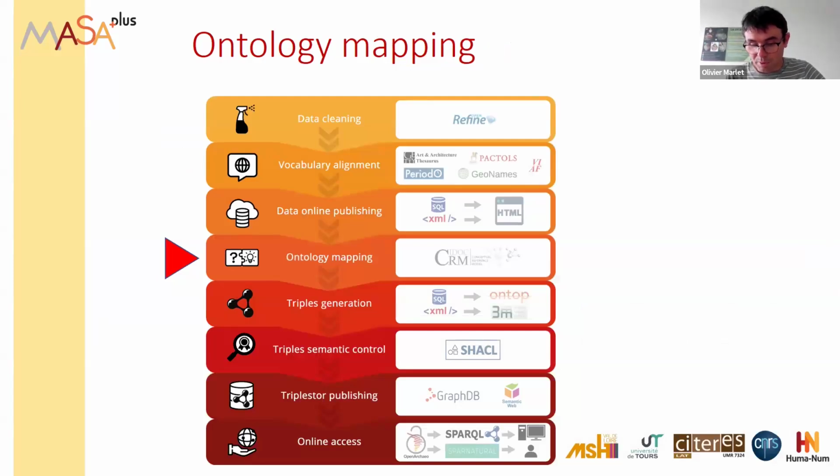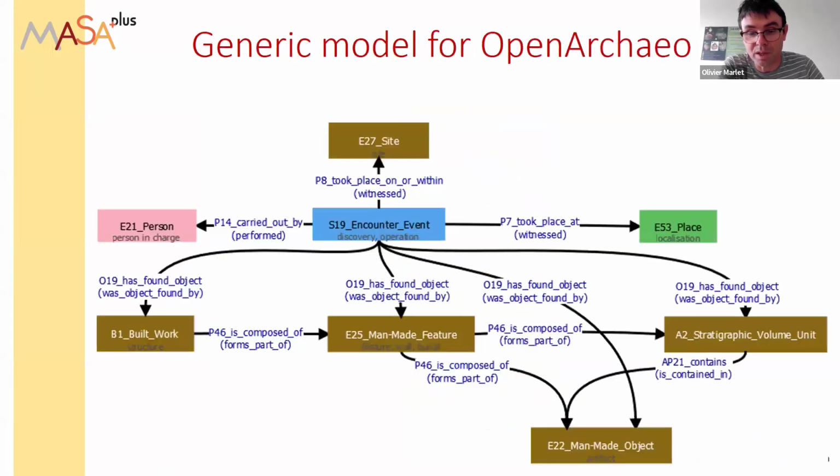The next step is probably the most complex. It involves the CIDOC ontology. The CIDOC structures cultural heritage information to make it accessible on the semantic web. For the MASAplus Triplestore, the objective was not to set up a system that would have precisely modeled all the datasets. This would have resulted in a level of complexity that was incompatible with unified, easy-to-query access.